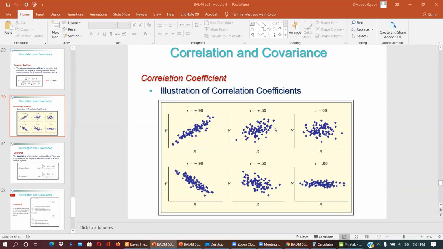If this is moderate, this is R equal to 0.5. Zero means no relationship between age and salary. Here your age is increasing but salary is decreasing. That is strong negative correlation. But if your age is increasing and salary is moderately decreasing, this is moderately negative correlation, and this is no correlation. So these are the things.